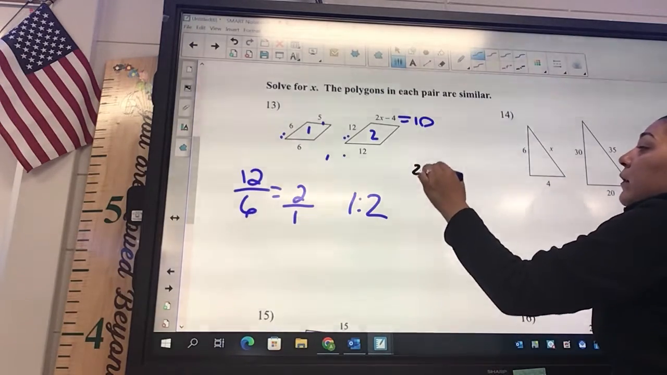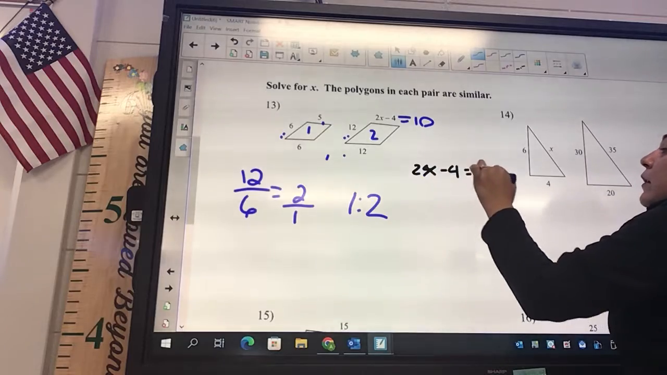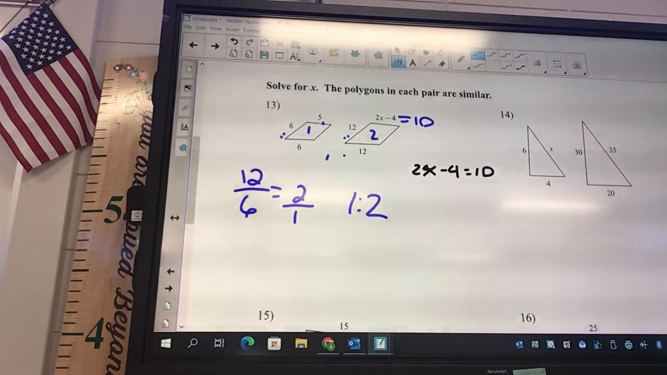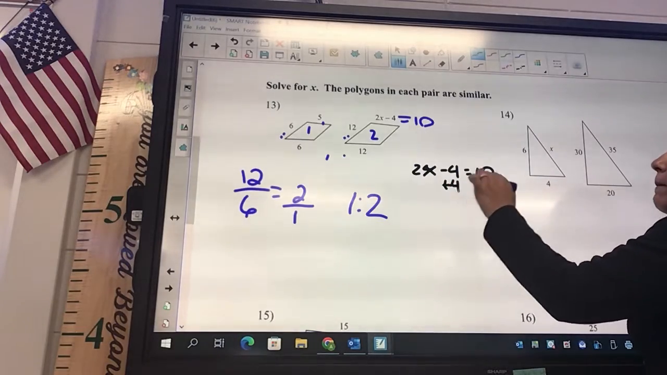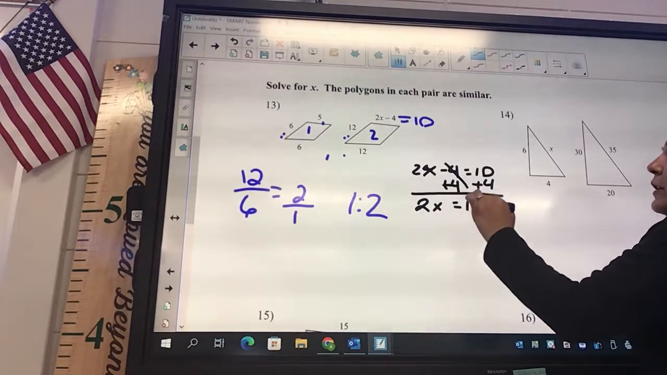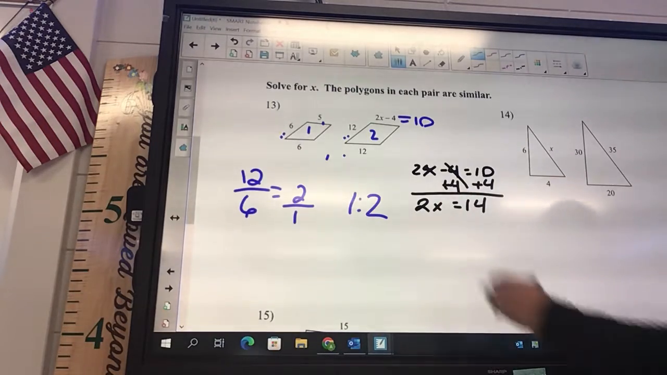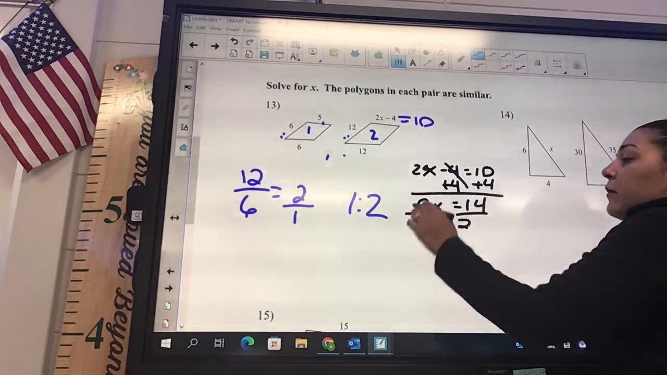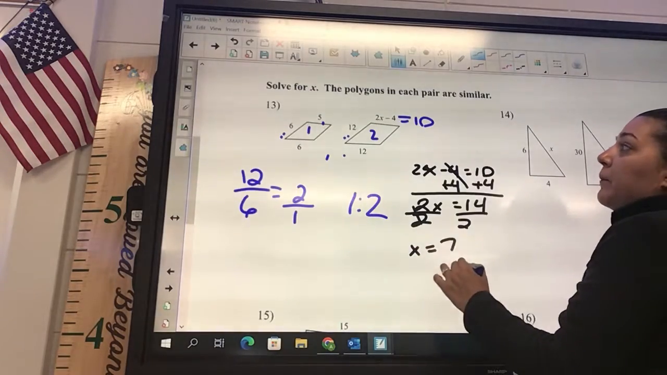Okay. What needs moved? So we got 2x equals 14. Then divide by 2. We got x equals 7.